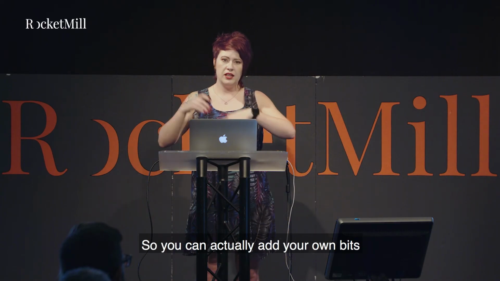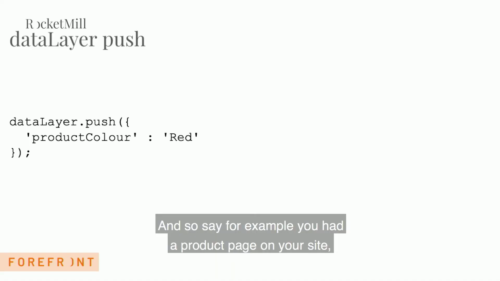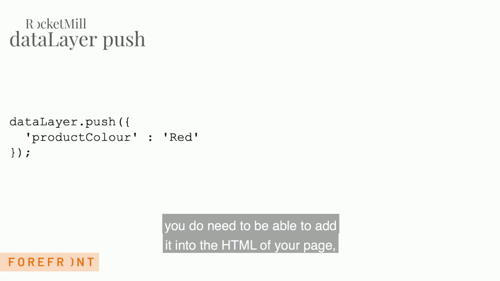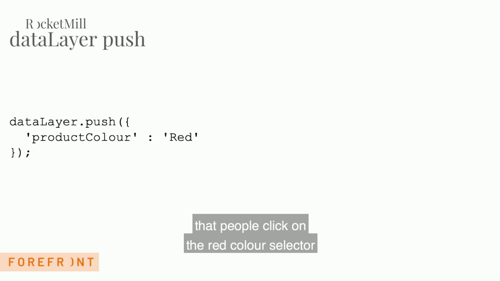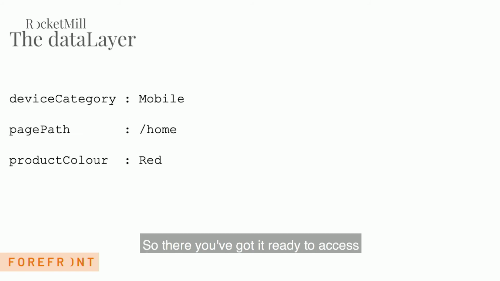So you can actually add your own bits of information into this. And so say for example you had a product page on your site and you wanted to see not just the colour that people buy, but say there's a colour selector, you want to see which ones that people are clicking on. You can use this little simple bit of code. You do need to be able to add it into the HTML of your page, but you would put that in wherever it is that people click on the red colour selector, and then what this would do is push that information into your data layer. So there you've got it ready to access and pass through to Google Analytics.